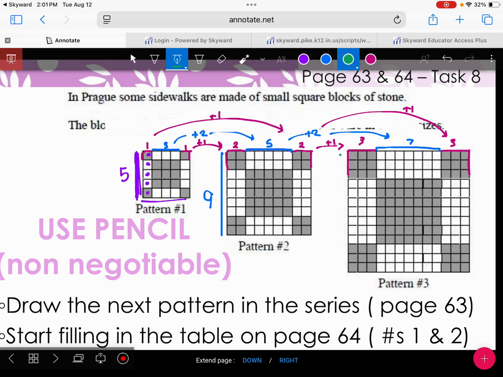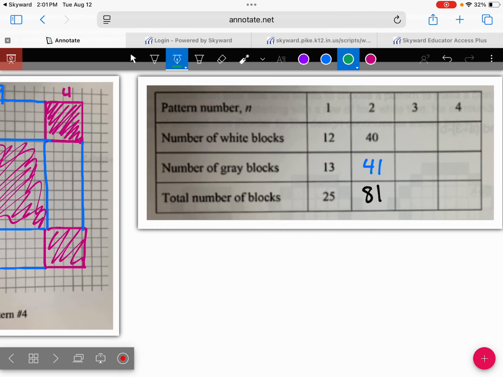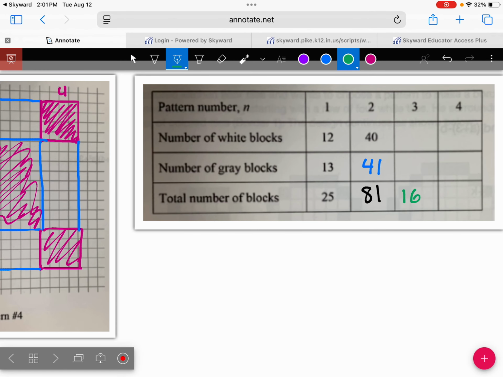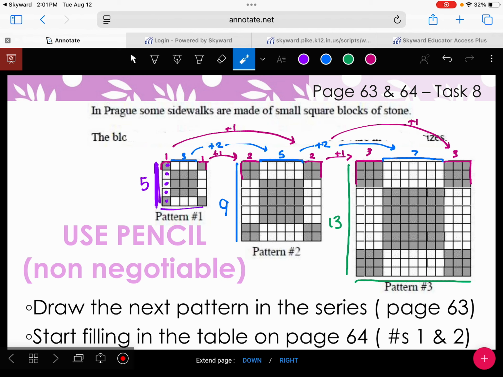So how many tall is pattern number 3? It's 13. So this one is going to be 13 by 13. So there are how many squares in this one? 169. Because we noticed that I could just count up my 5 by 5, my 9 by 9, my 13 by 13.